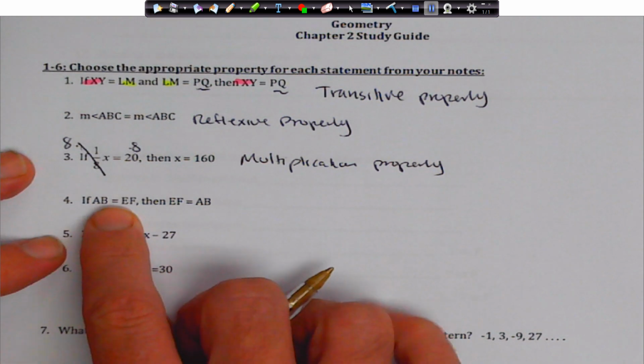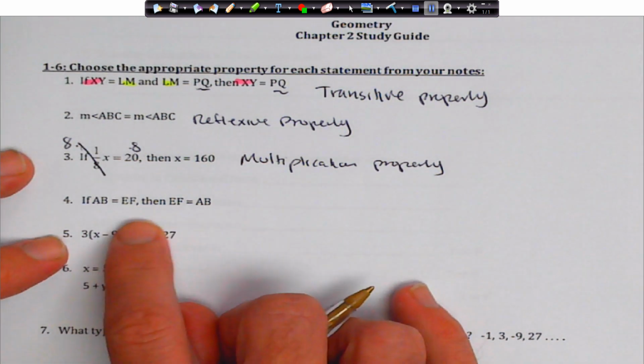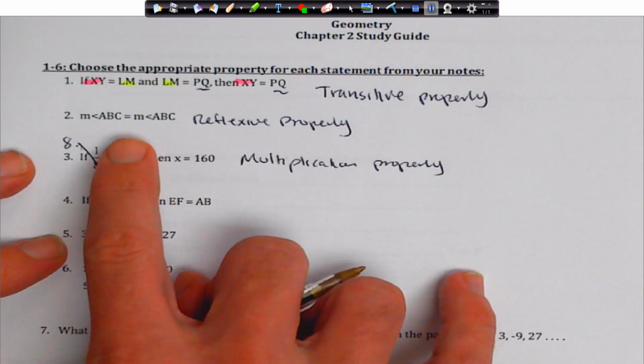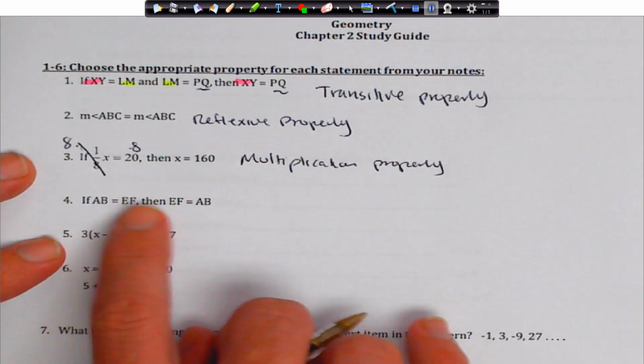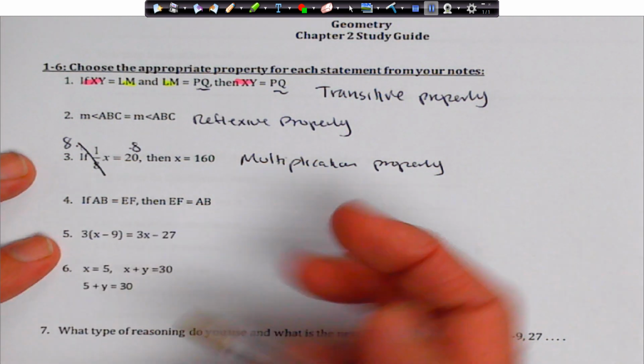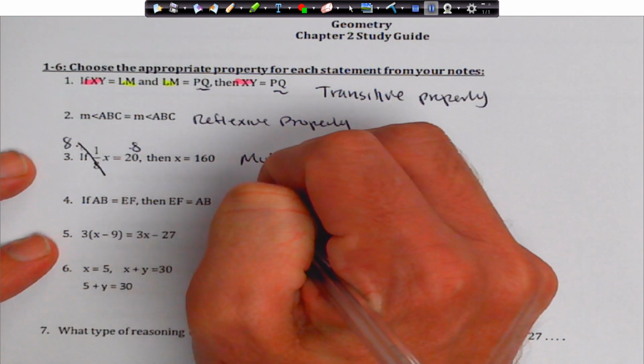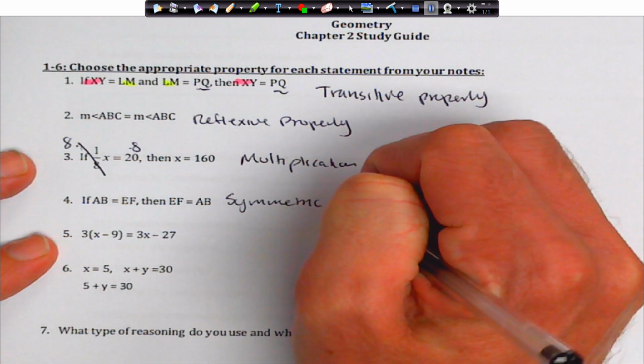AB equals EF, EF equals AB. A lot of kids will think this is reflexive property like number 2, but number 2 is the exact same thing. Here these aren't the exact same, but they flip them. So that's an example of symmetric property.